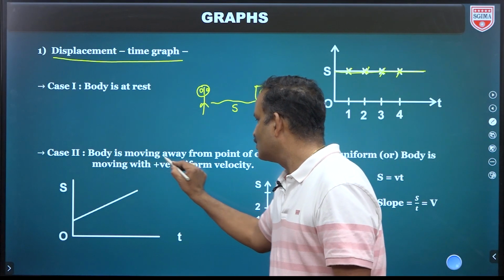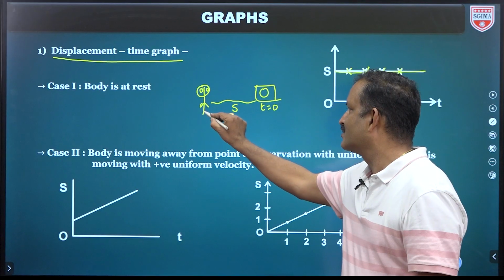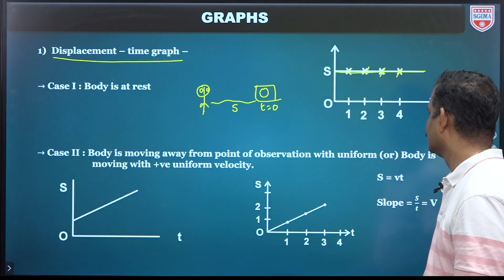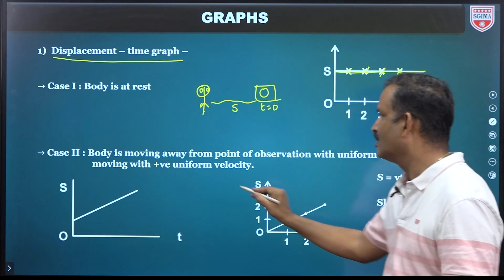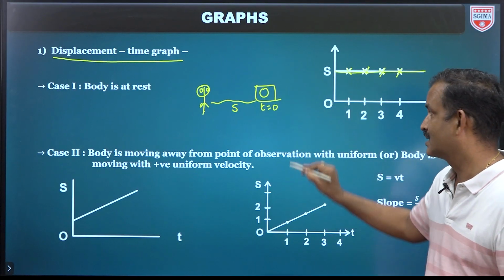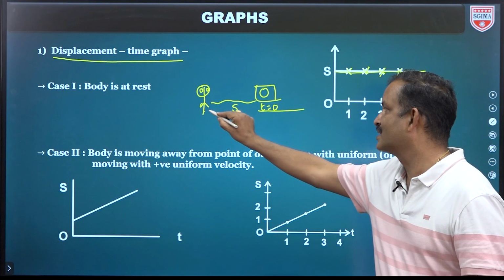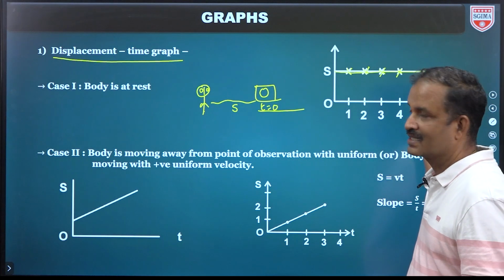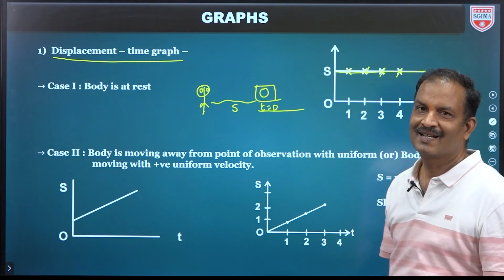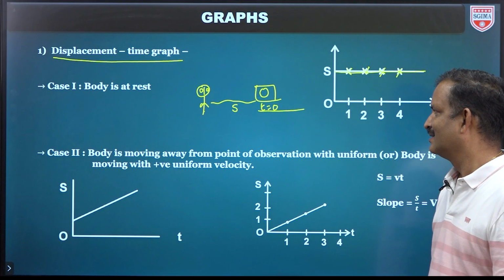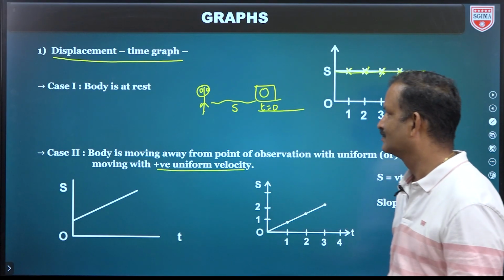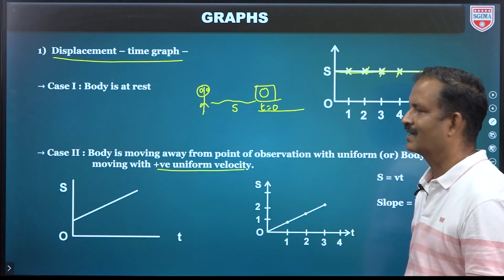Now, the body is moving away from the point of observation. The body is moving with positive uniform velocity. Positive uniform velocity means if the body is moving away from the observer, it is positive velocity. If the body is moving towards the observer, it is negative velocity. So, positive uniform velocity means the body is moving away from the observer.